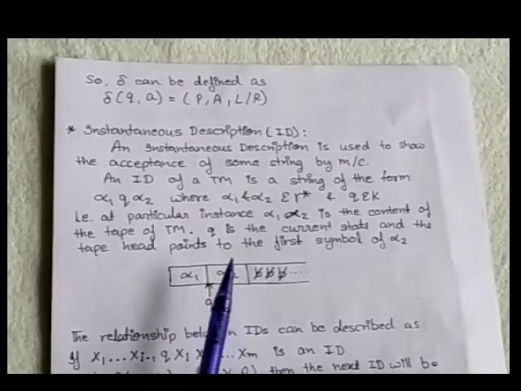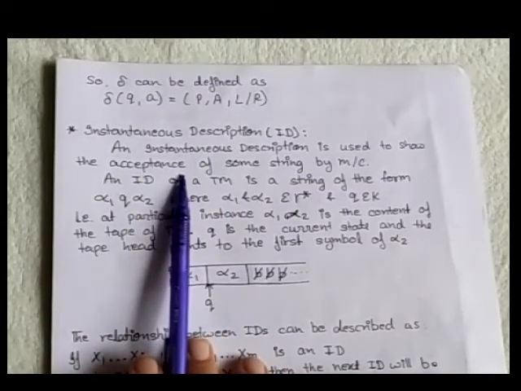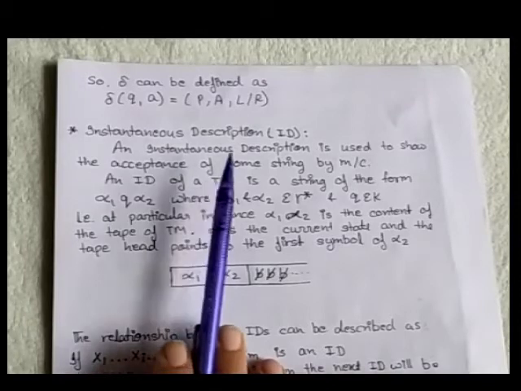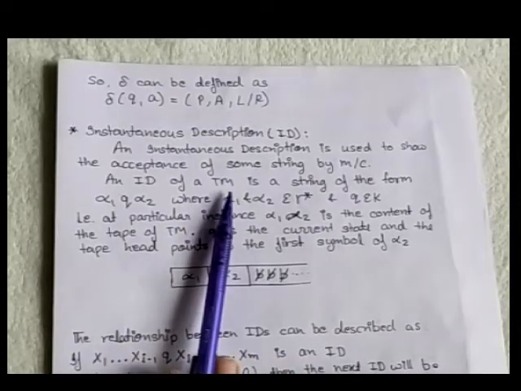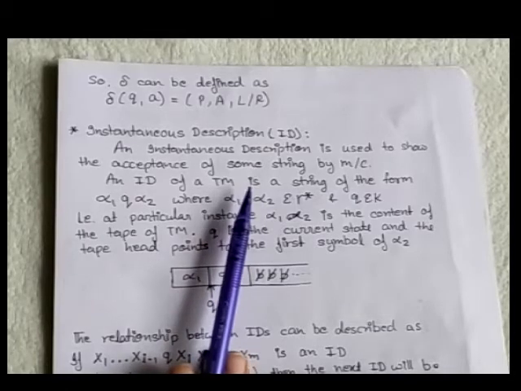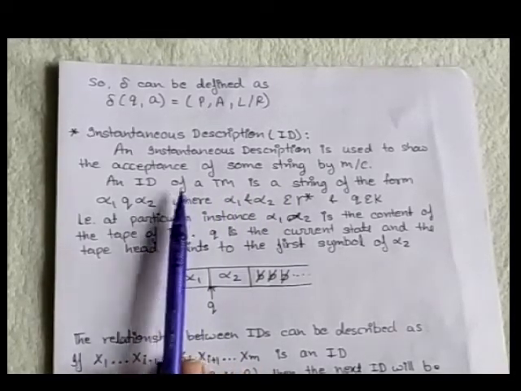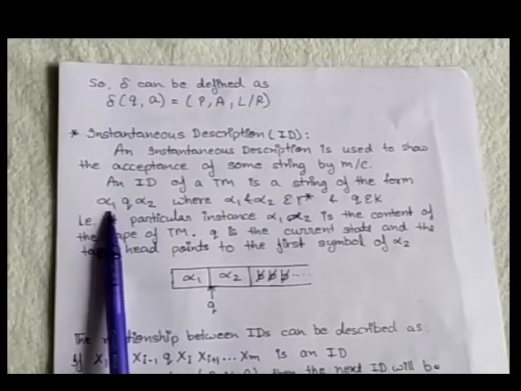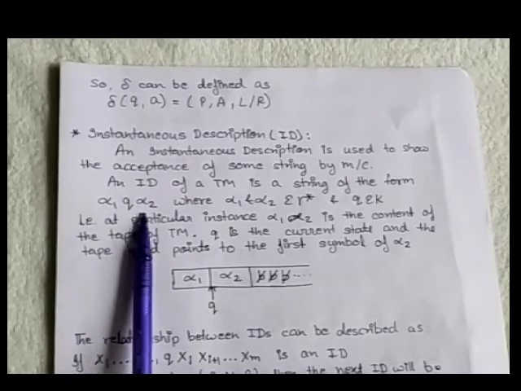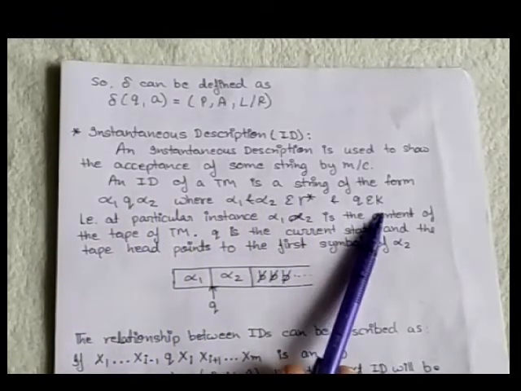In this lecture, we will discuss instantaneous description. An instantaneous description is used to show the acceptance of some string by the automata, whether it is a finite state automata, a pushdown automata, or a Turing machine. An instantaneous description has the form alpha 1 q alpha 2, where alpha 1 and alpha 2 belong to tape symbols and q belongs to the set of states.